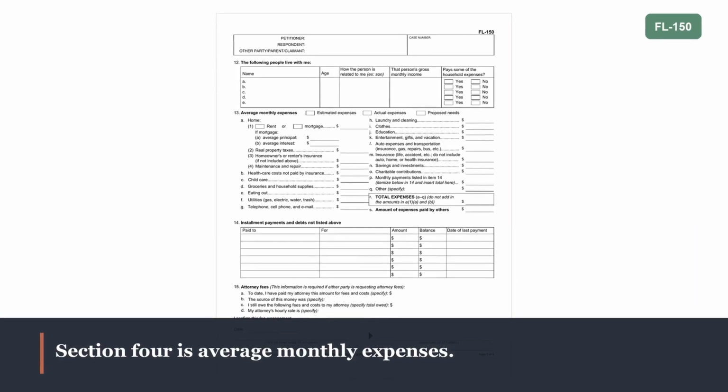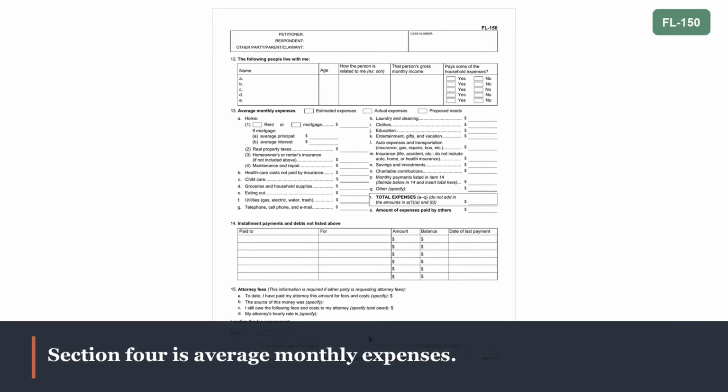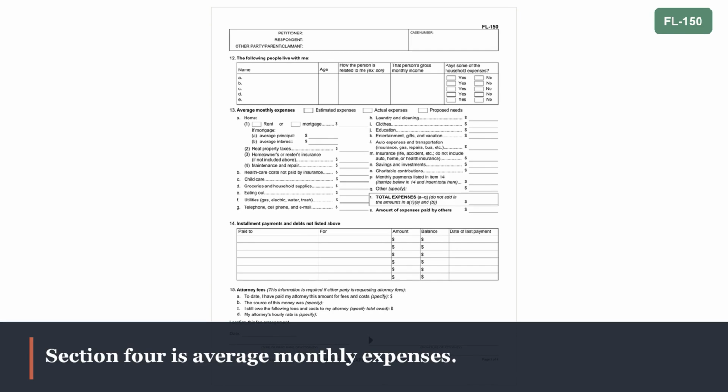Section 4 is average monthly expenses. You'll list your typical costs across common categories: rent or mortgage and other housing costs, utilities, food and household supplies, transportation, including car payments, gas and insurance, health insurance and out-of-pocket medical costs, childcare and children's expenses, and installment payments and other recurring debts. These figures should reflect your typical ongoing costs, not a single unusual month. If something varies seasonally or only comes due a few times a year, average it out over 12 months.